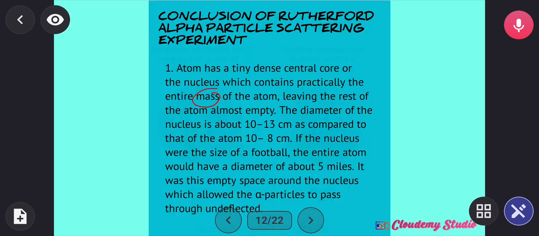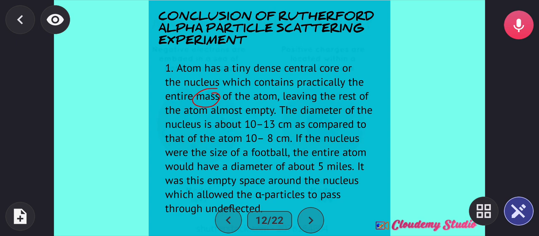So that is what he's trying to say here. He now said the diameter of the nucleus is about 10^-13 centimeters as compared to that of the atom, which is 10^-8 centimeters. Now let's say if the nucleus were the size of a football, the entire atom will have a diameter of about 5 miles. That is what he's trying to say.